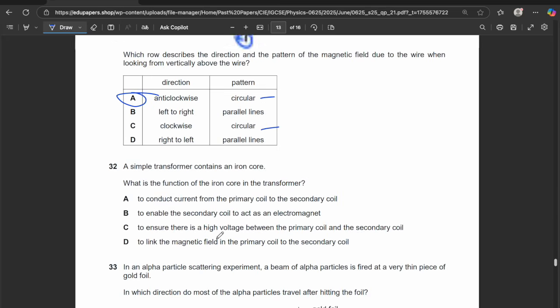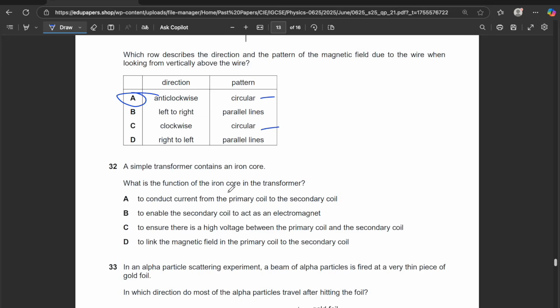A. 32. A simple transformer contains an iron core. What is the function of the iron core in the transformer? To conduct current from the primary coil to the secondary coil. You don't really have to do this. It's not about conducting, it will be induced current. B.